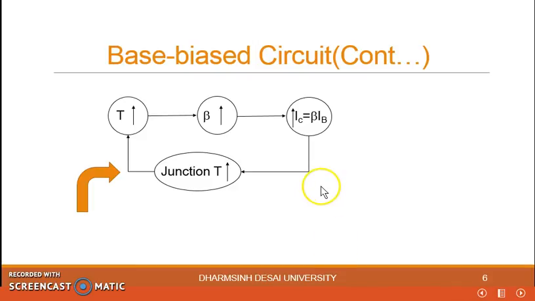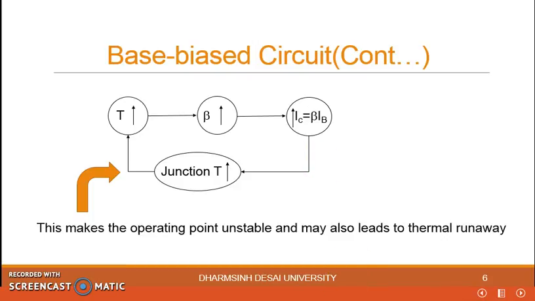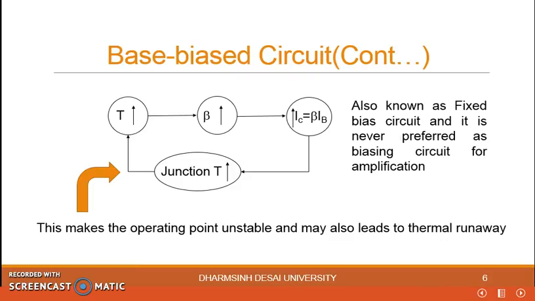The reason is that here your IB is fixed, and IC is dependent on both quantities. Since IB is fixed, this biasing circuit is also known as the fixed bias circuit. But this bias will make your operating point unstable, so it is seldom used as a biasing for the amplifier.